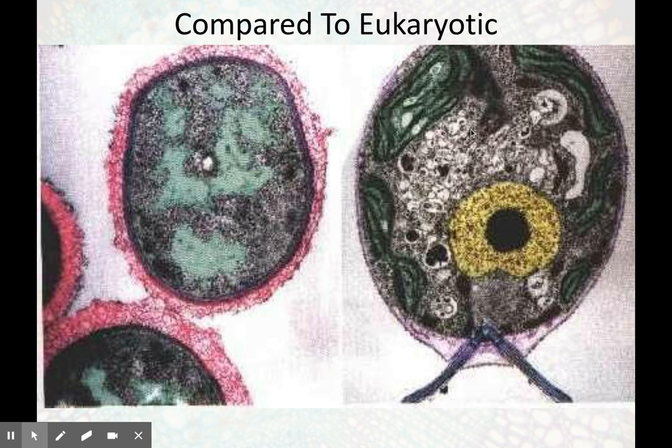Eukaryotics are very complex. They have membrane-bound organelles, and here's the very recognizable nucleus. And prokaryotics are very, very simple. Not a lot going on.